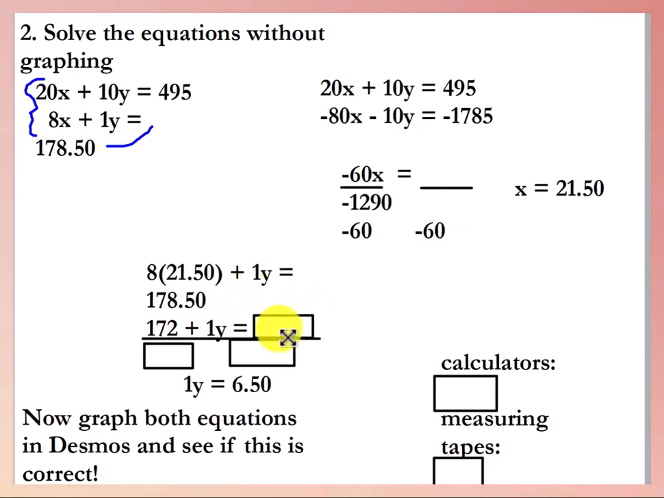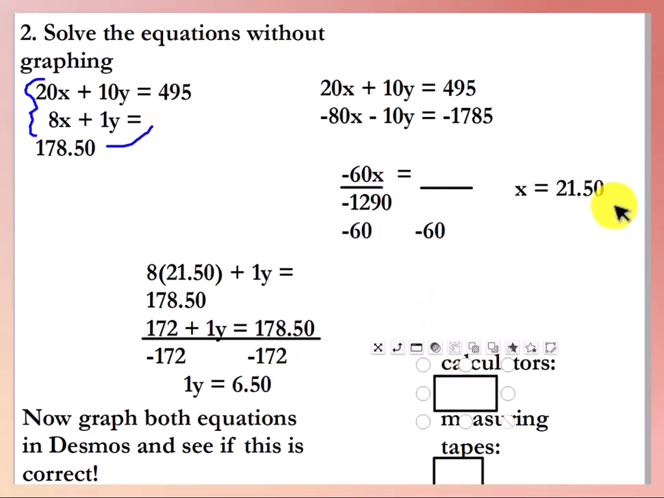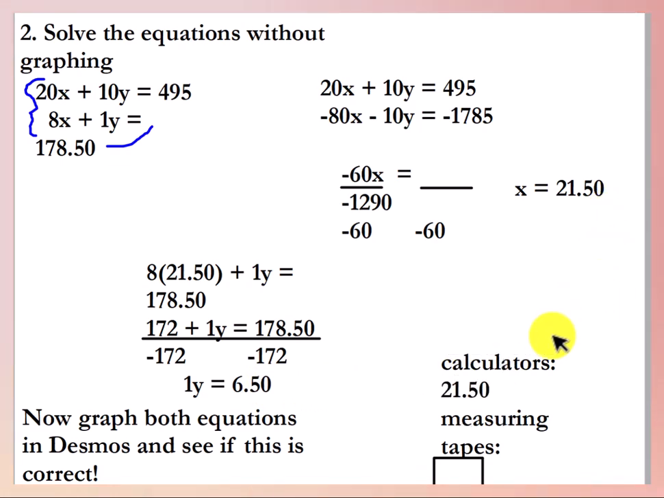Plus 1y equals 178.50. We're going to subtract 172 from both sides. We're going to get 1y equals 6.50. Now that you have your y, plug it back into either equation. Oh, we don't have to plug it back in. I'm sorry. We just did that. We have our x and we have our y. So x is calculators. You might have used C for calculators. That's fine. So x is 21.50 and measuring tapes is 6.50.